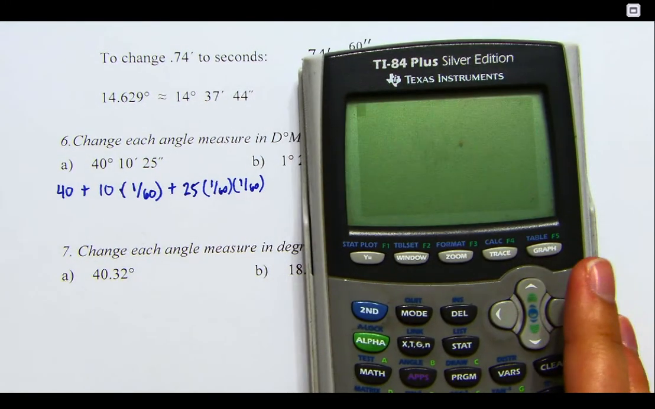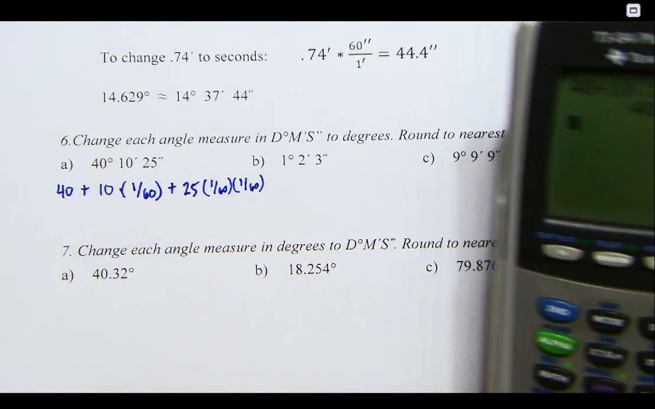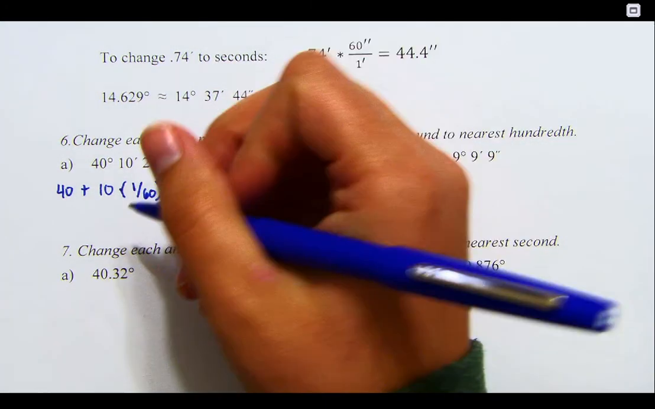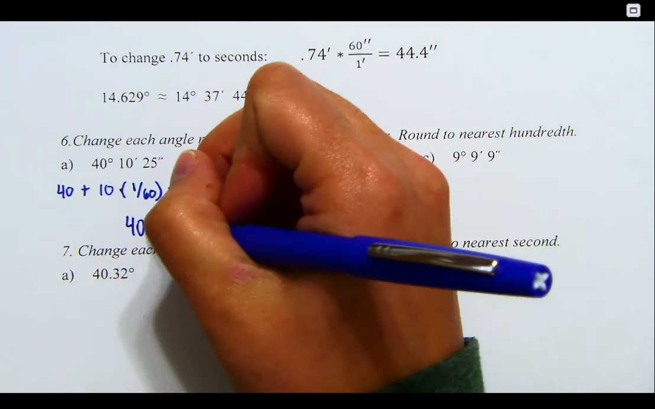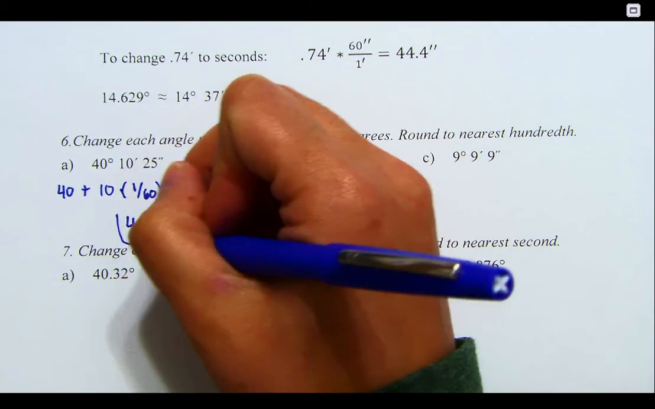All right, so to do that, we do 40 plus 10, and then in parentheses, 1 divided by 60, plus 25, and then our two fractions. So 1 divided by 60, make sure you're closing your parenthesis, and then another 1 divided by 60. Okay, and we are rounding to the nearest hundredth, so our answer for this one would be 40.17 degrees.